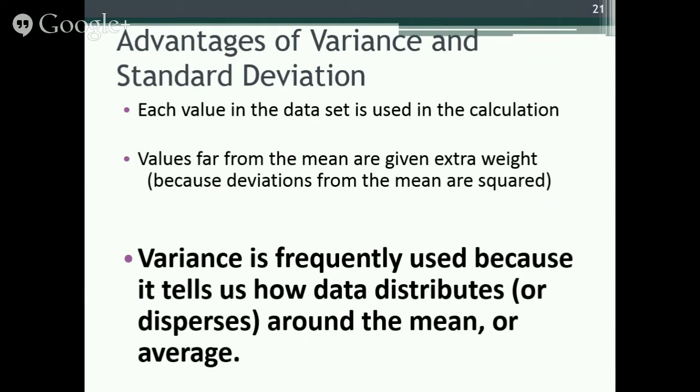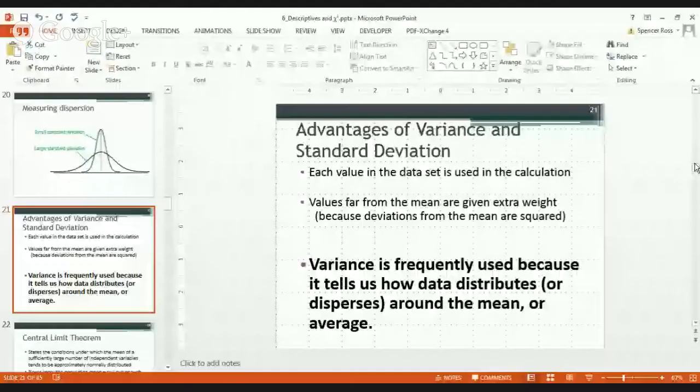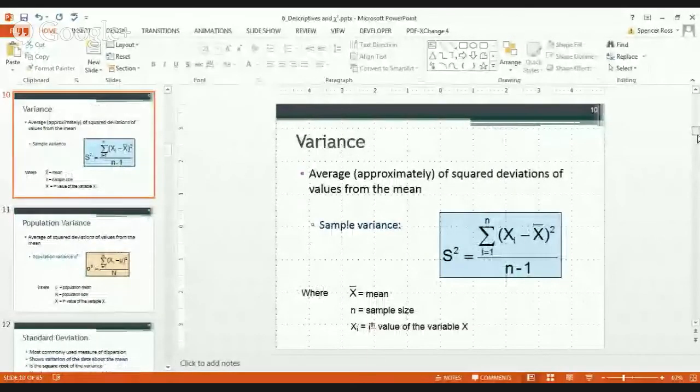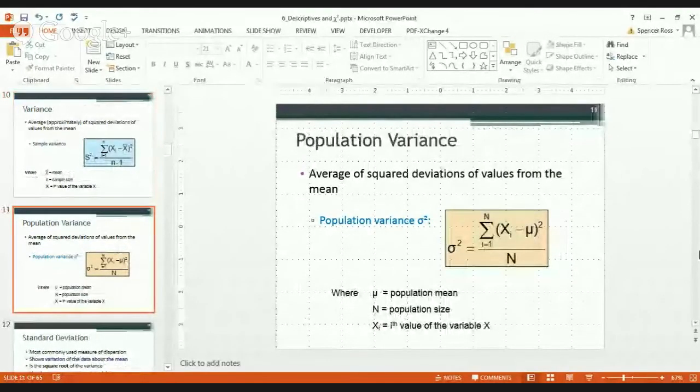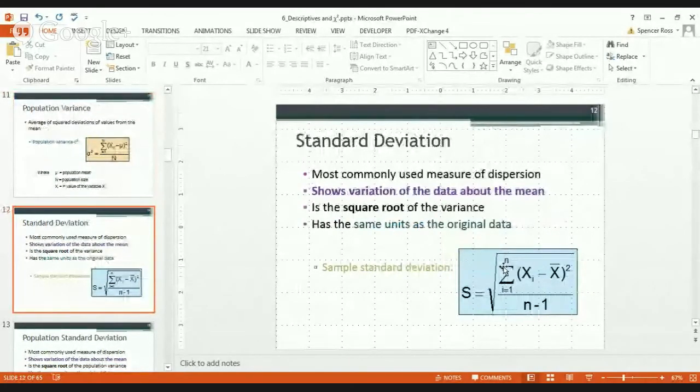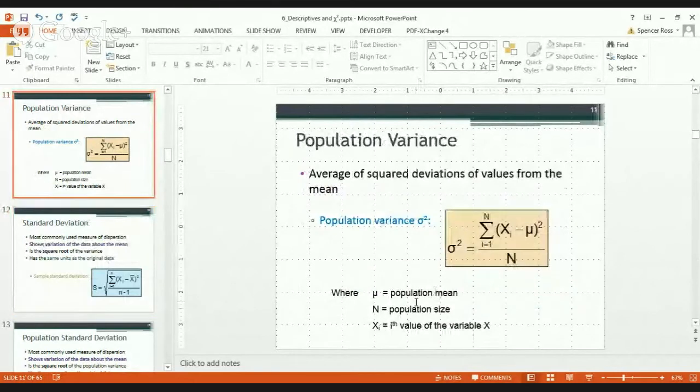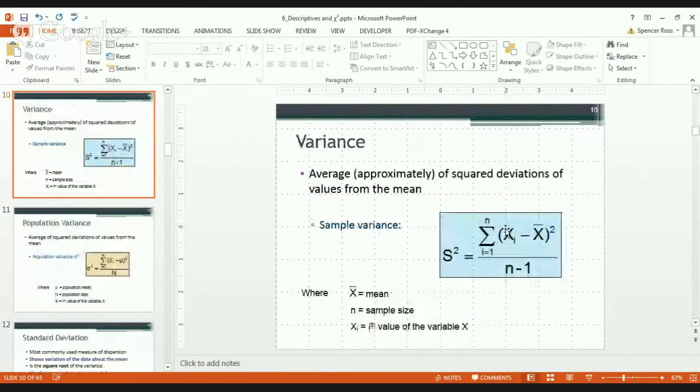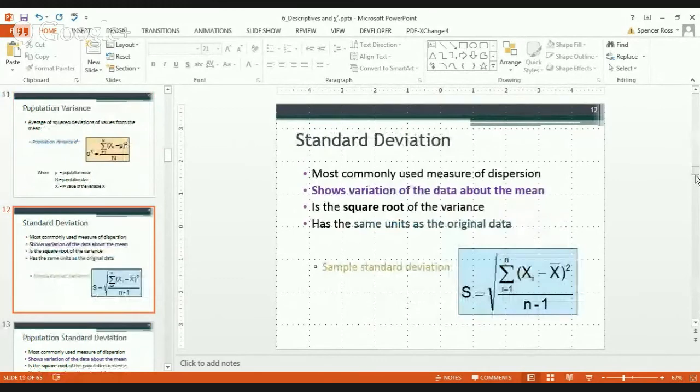First of all, because each value in the data set is used in the calculation. So if you recall, I go back, and let me go find the slide, to my variance and my standard deviation, you'll notice that each data point was used in the calculation, right? We said that in a sample, the ith variable x, the one data point, my 5 versus 3.2, would be used. So let me go back to my thing.